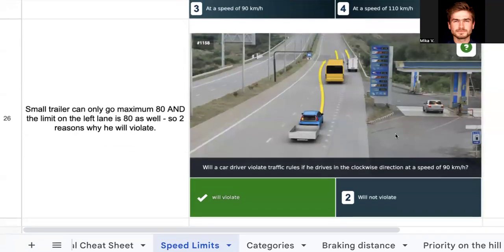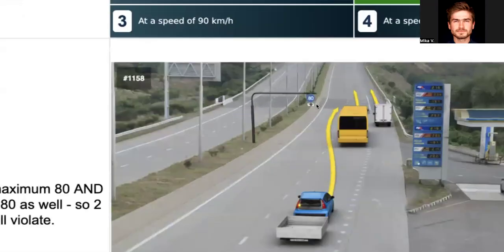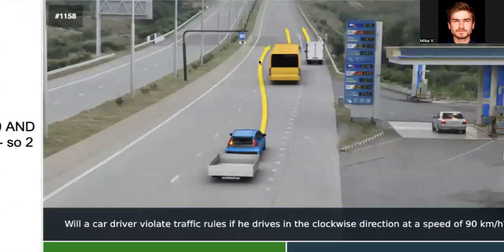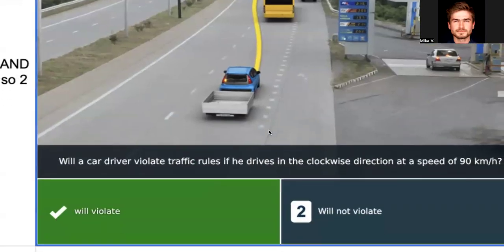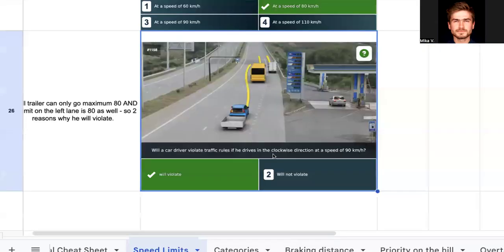Okay, here again, small trailer can go maximum 80, but he is going 90, so that's why he is violating, first of all. And secondly, he will also violate because here on the left lane, well, okay, he will not violate because of that, because here they have minimal speed of 80, which is allowed. So he's violating only because he's going 90 and he is only allowed to go 80.